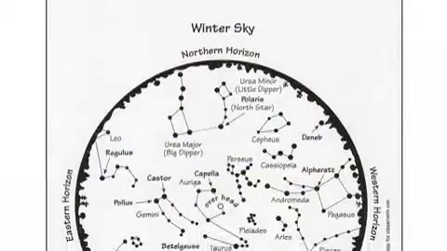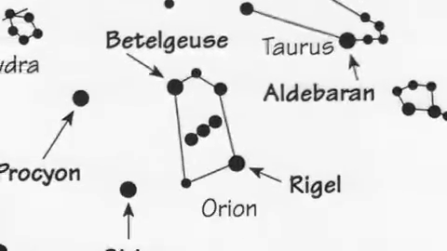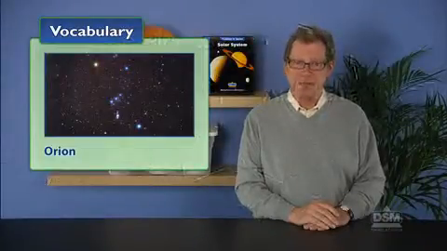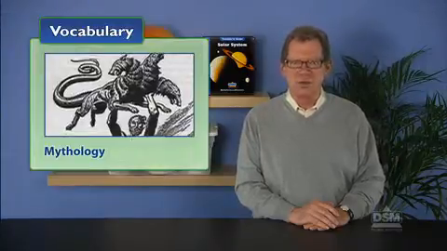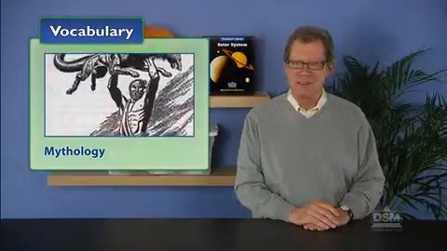Display the transparency of the night sky in winter and, if possible, project the image onto the ceiling. Locate the constellation Orion near the southern horizon and trace its shape with your finger. Inform students that these stars always appear in the same arrangement and that this particular constellation is called Orion. Explain to the class that mythology is the study of myths or stories from ancient times that tell of real and imaginary events, persons, and animals. Let students know that many constellations were named after these characters and objects.